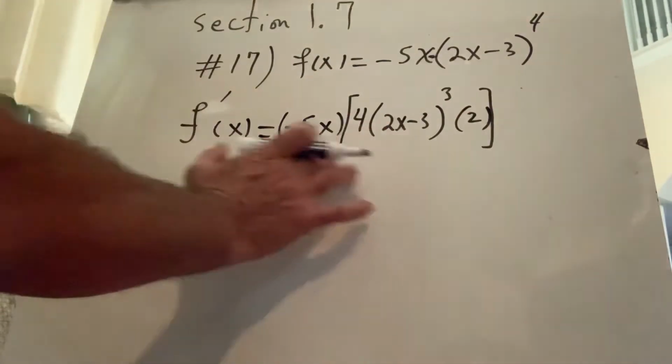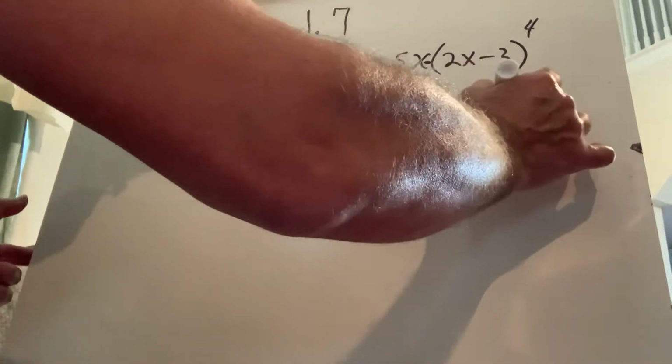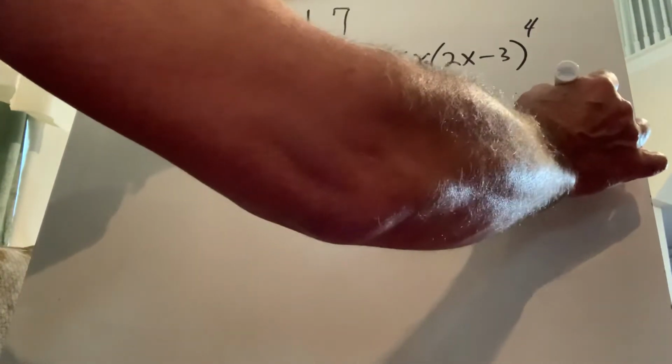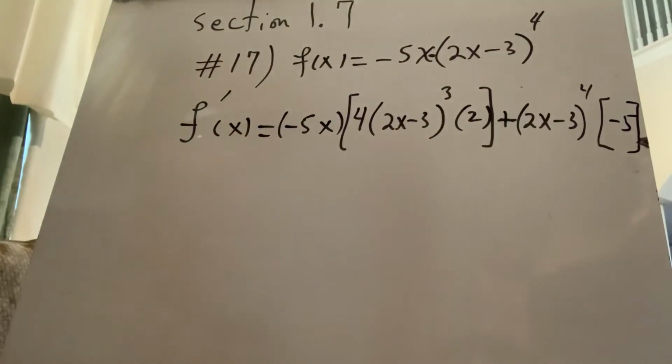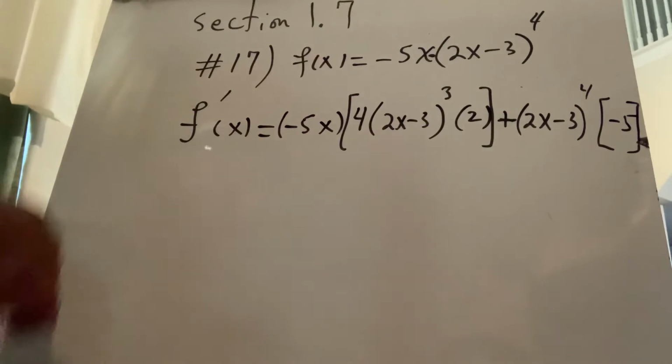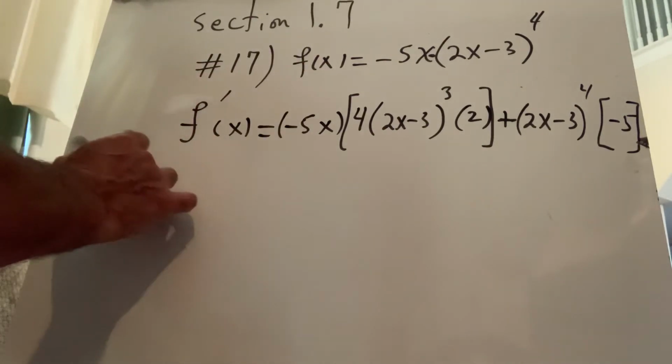Of course, the derivative of the second one came from the extended power rule, and then plus the second function, which is itself 2x minus 3 to the fourth power, times the derivative of the first function. Of course, the derivative of negative 5x is obviously negative 5. Okay? So now that's pretty much the derivative. The rest is going to be a little bit of algebra. So let me see if I can clean it up a little bit.